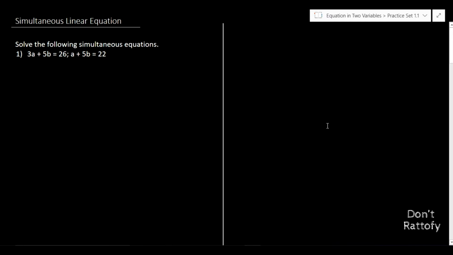This is the second video of the equation in two variables series, and in this video we are going to start with our practice set 1.1, that is solving the simultaneous equations by elimination method. In the first video we did the basics about equation in two variables, but there was one point which I did not mention, and I'm going to mention it in this video, and we will begin with the second video.